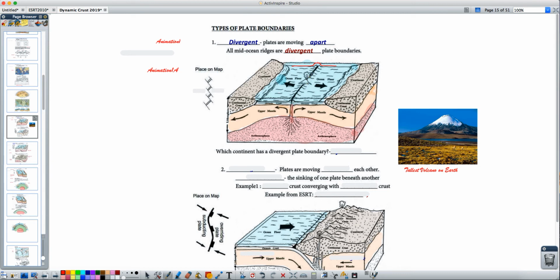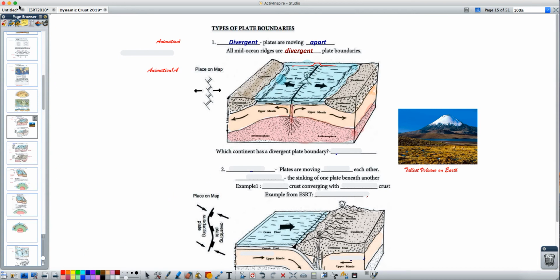Now, this type of boundary looks on the map like this. This is the symbol you'll see on page 5 of the Earth Science Reference Tables, except it'll have a couple of little arrows which you'll need to put in right now. So you have a couple of little arrows right here, and those arrows indicate that it's moving apart, and this is the symbol for that. So that symbol represents this divergent boundary right here.